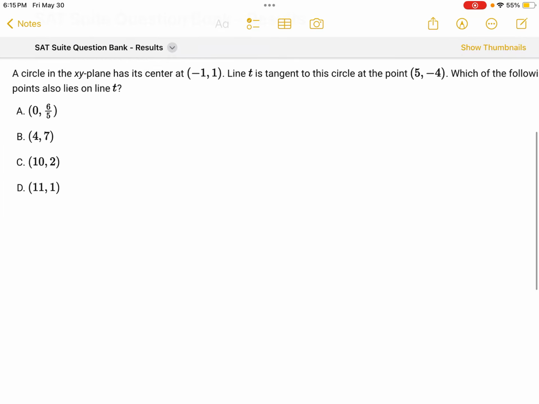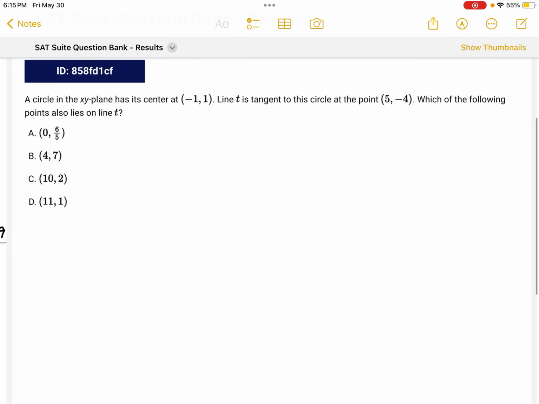All right, we have a circle question. A circle in the xy plane has its center at (-1, 1). Line T is tangent to this circle at the point (5, -4). Which of the following points also lies on line T?